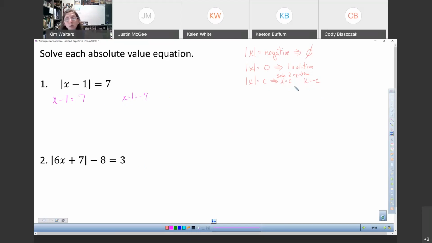Okay? That means I'm going to get 2 solutions. So I solve this one by adding 1 to both sides. I get x is equal to 8. That's my first solution. I add 1 to both sides here, and I get x is equal to negative 6. That's my second solution. 2 solutions. That's it. I'm done. Questions?